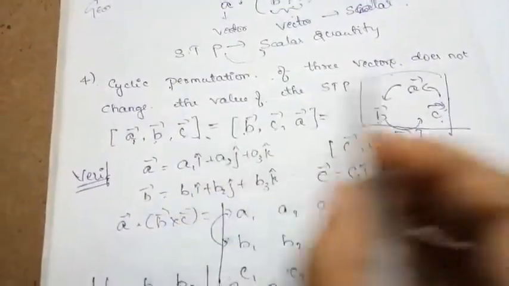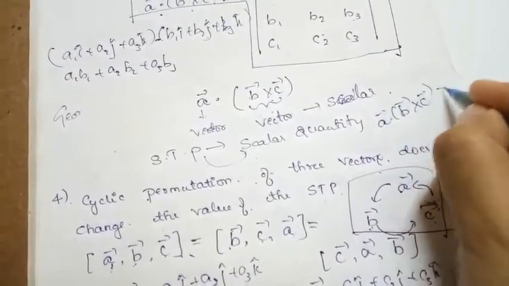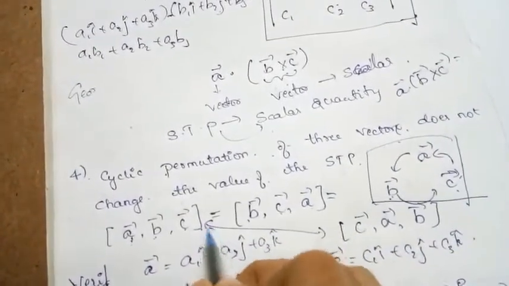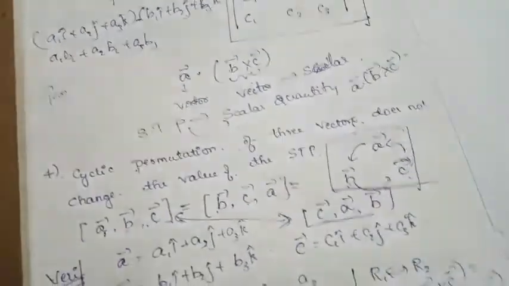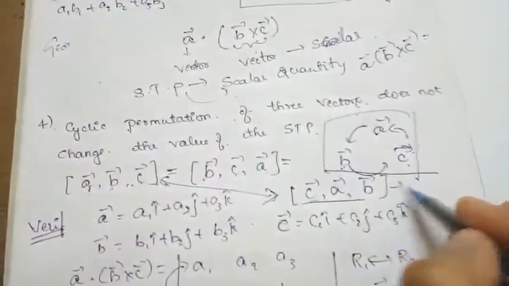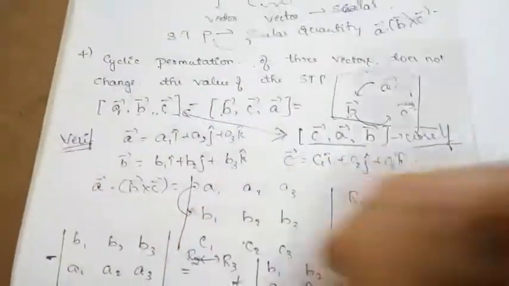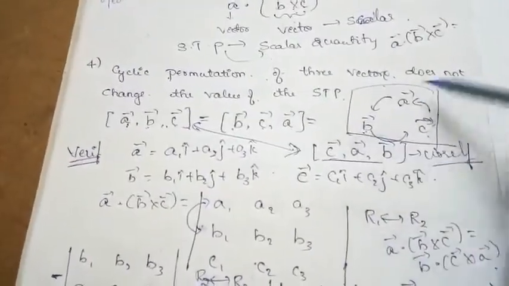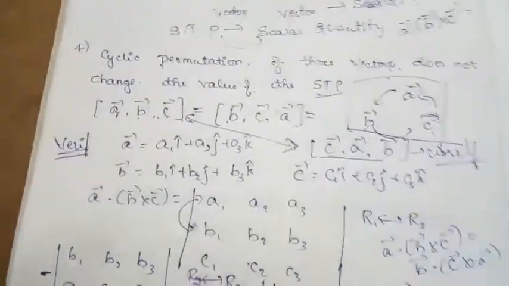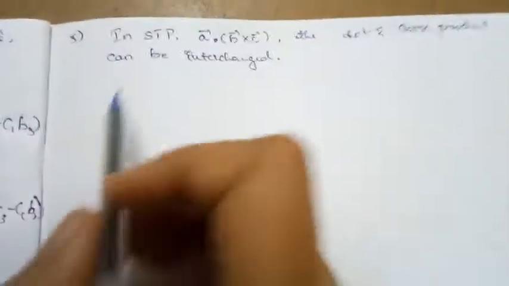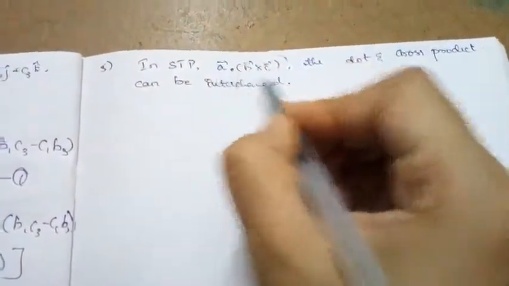Similarly, you can check with vector A dot vector B cross C, considering this one as LHS and checking whether this one comes as RHS. It has to be true. You can check it by yourself. So this is how I have verified this concept. So it is clear that with the cyclic permutation of any three vectors, there is no change in the value of the scalar triple product. The next observed result is in the scalar triple product, that is vector A dot B cross C.